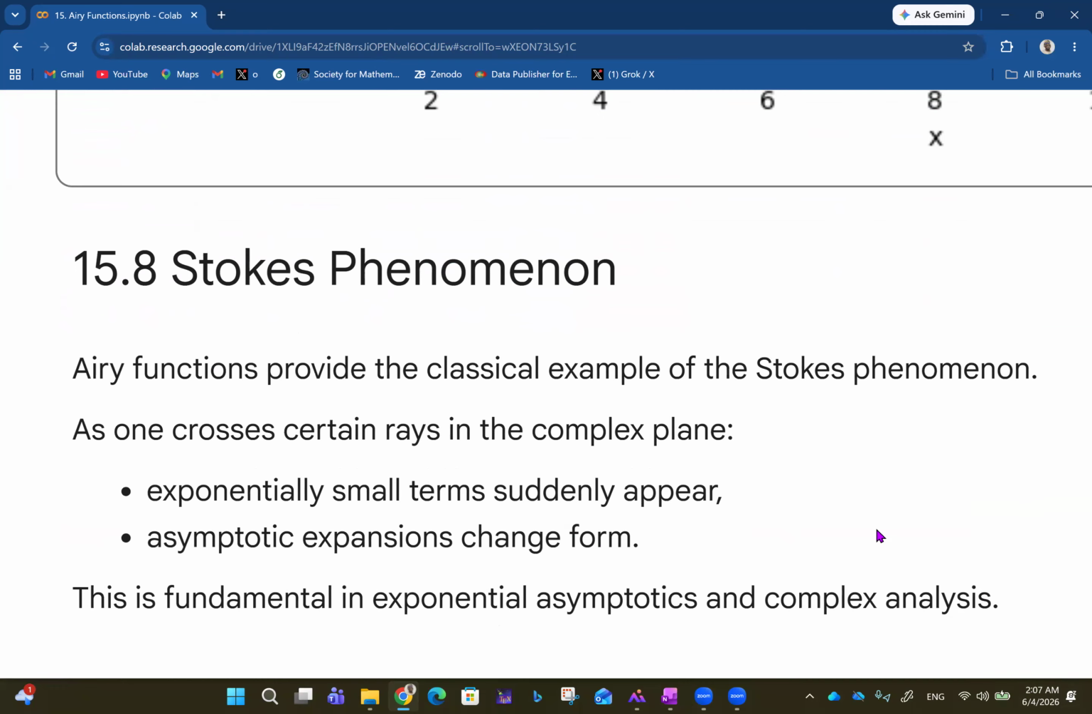That's the Stokes phenomenon. In the region where x is less than 0, you have oscillation. But once you leave that region, you then have maybe exponential growth or exponential decay. So that is the Stokes phenomenon.